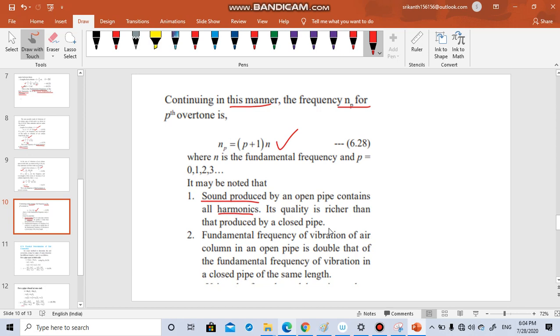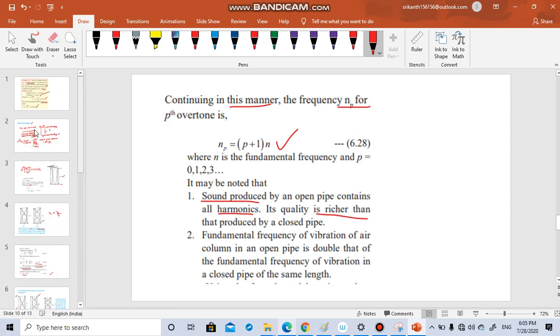Contains all harmonics. Its quality is richer than that produced by a closed pipe. If you try to create a sound, which one will be better? Both sides open will be a better case. Fundamental frequency of the vibration of air in an open pipe is double that of fundamental frequency of vibration in the closed pipe. This we have already seen.